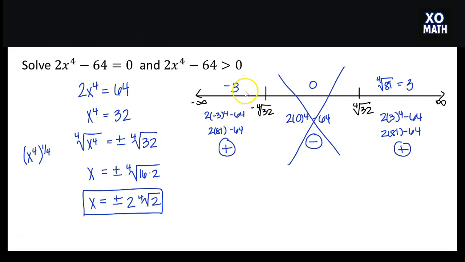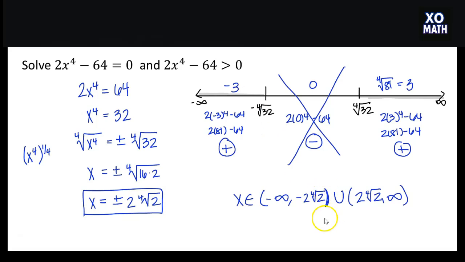We wanted to know where it's greater than 0, which means positive intervals. So I'm going to take this interval here from negative infinity to negative the fourth root of 32, and then the fourth root of 32 to infinity. So we'll express that in interval notation as all x values in negative infinity to, I'm going to write the simplified answer again, negative 2 the 4th root of 2, open parentheses, and then 2 the 4th root of 2 to infinity. So we don't want to include those values because that's where it was equal to 0, and I want to know where it's greater than 0.